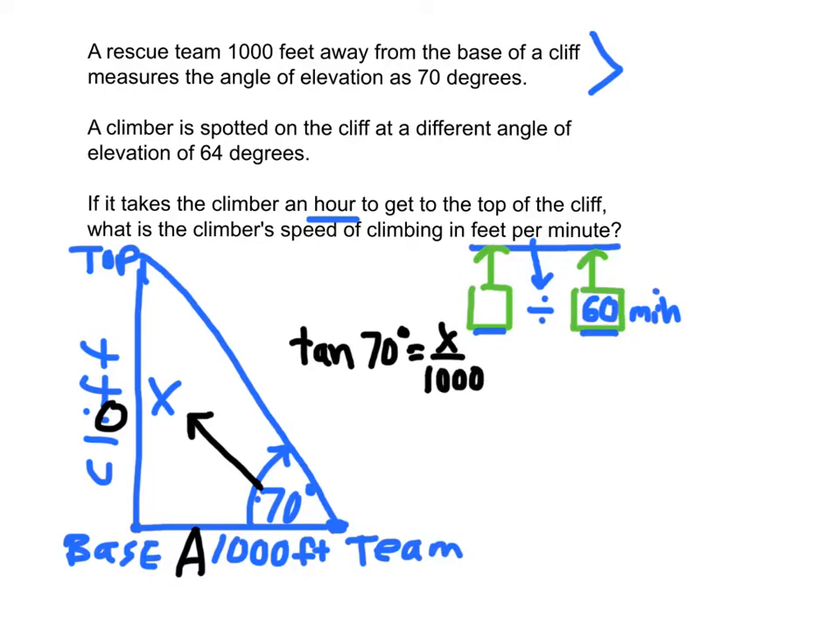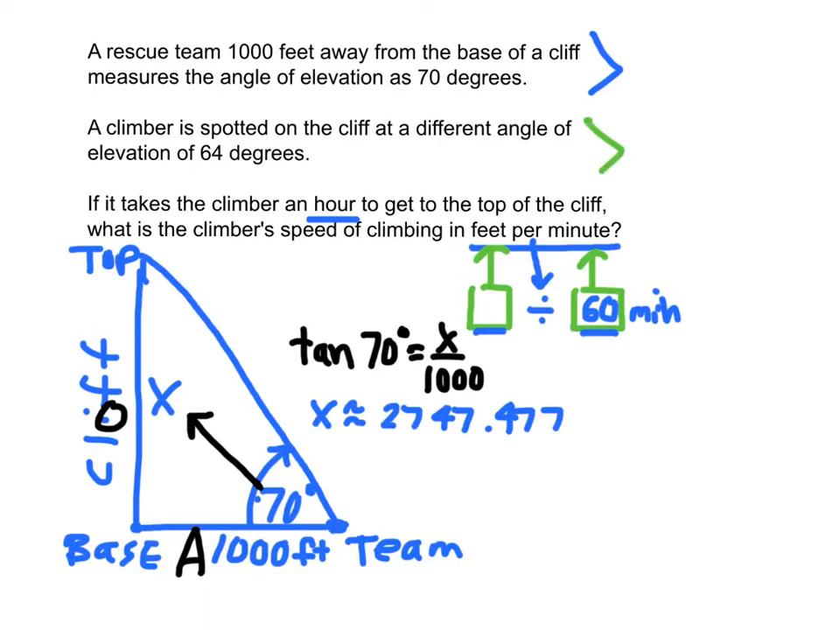We can solve this question very quickly by just cross-multiplying: 1,000 times the tangent of 70 degrees. If I type that into the calculator, I've got the answer for how tall the cliff actually is. The entire cliff is about 2,747.477 feet tall. Now we can go on to the second sentence.